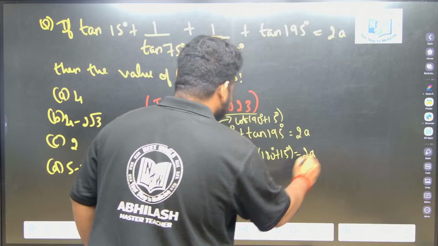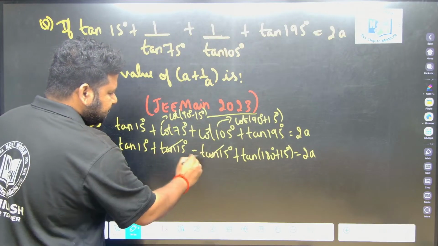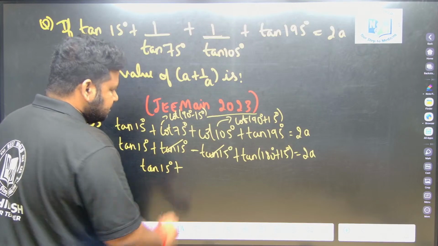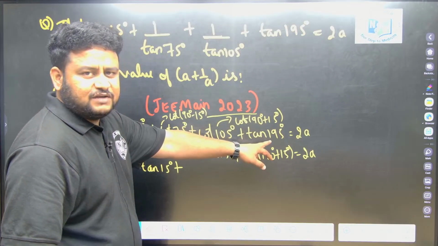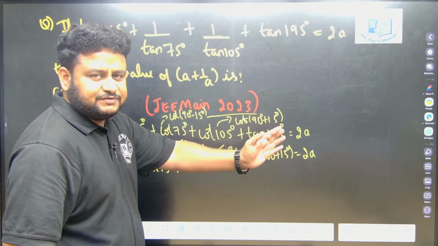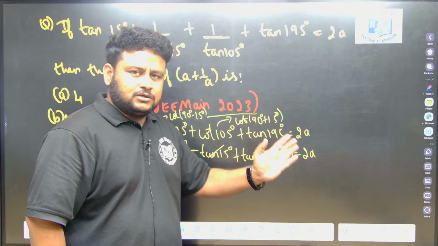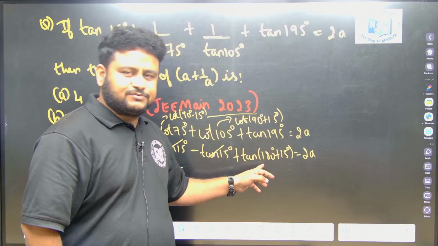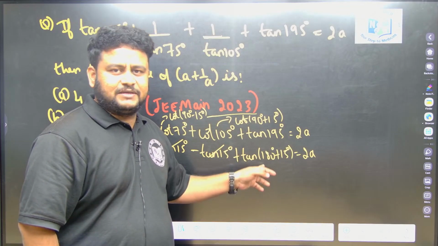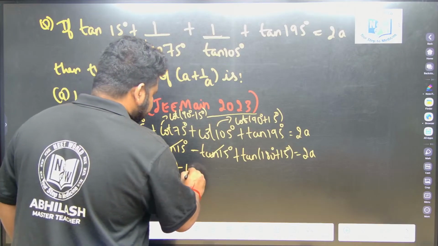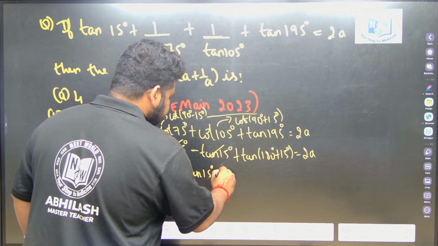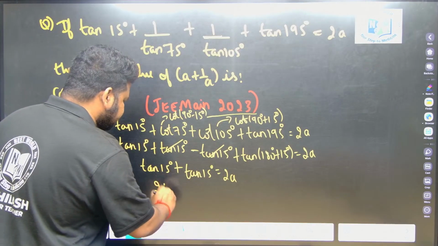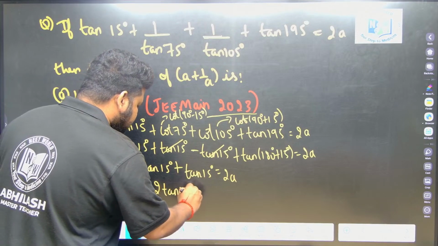This is equal to 2A. Now see here, this tan 15 and this tan 15, plus and minus will cancel. I am having tan 15 degree plus tan 195 degree. Observe carefully, 195 degree is in which quadrant? 195 is between 180 and 270, so third quadrant, where tan is positive. 180 is an even multiple of pi by 2, so tan will remain tan. So this will become tan 15 degree. So tan 15 degree plus tan 15 degree is 2 times A, so 2 tan 15 degree equals 2A.